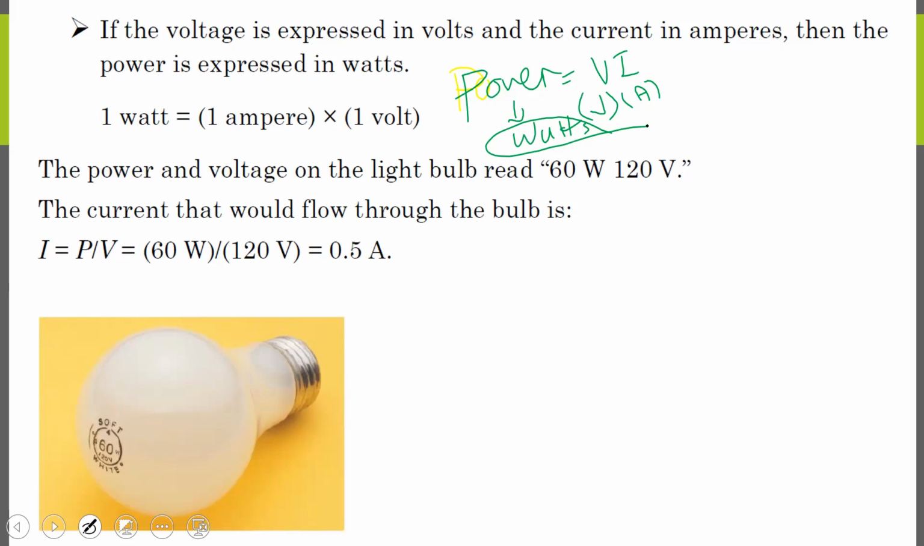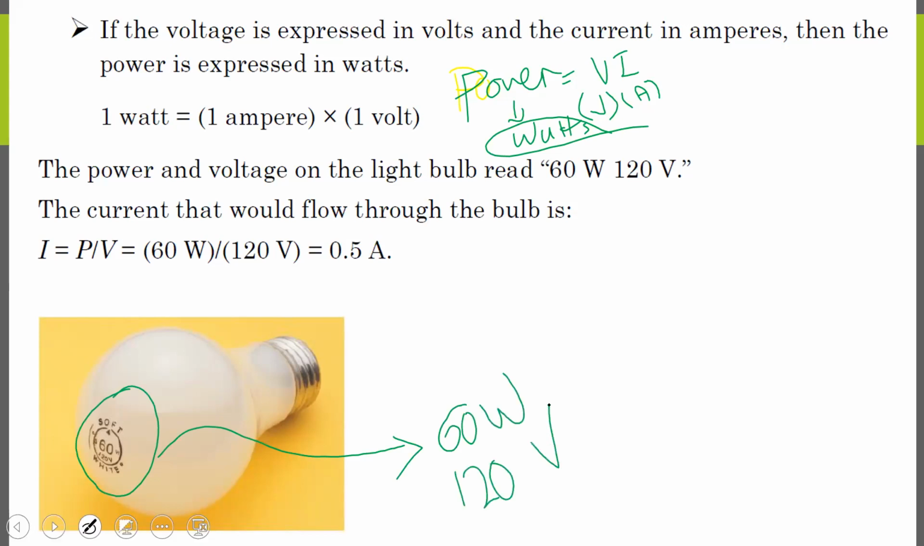Now, the power and the voltage on the light bulb are read as 60 watt, 120 volt. Look at the bulb here, the lamp, sorry, on the circle here. You find 60 W and 120 V and white. This white means the color of the lamp is white. So 60 W means that the power of this lamp is 60 watt and its voltage is 120 volt. So we read that as 60 watt, 120 volt.